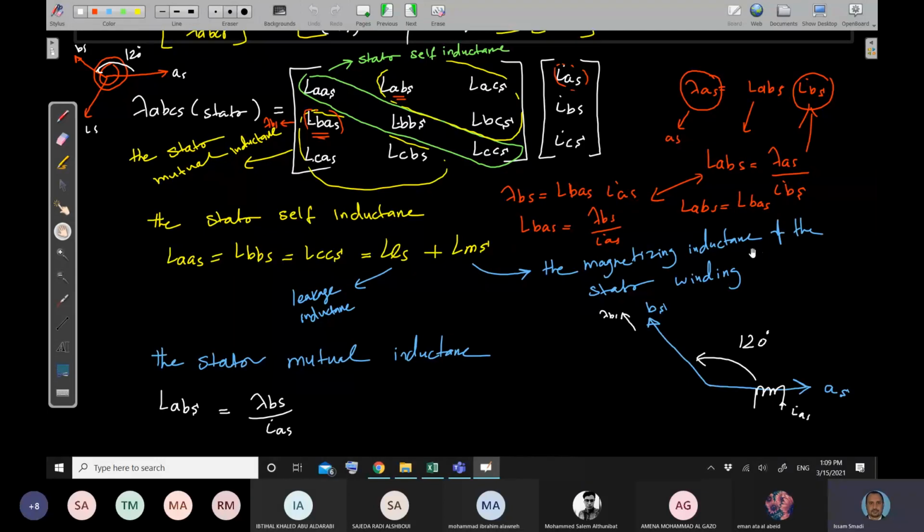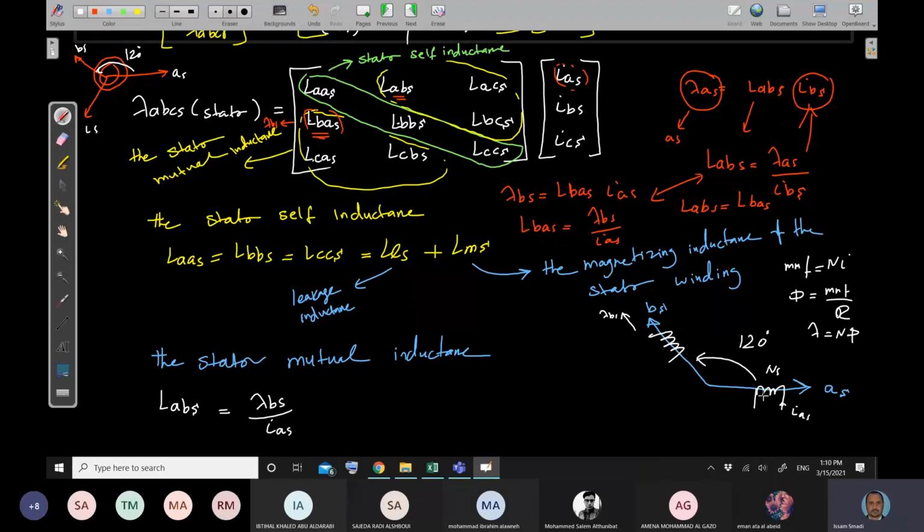So if the magnetizing inductance is LMS and I'm having two coils which are distributed uniformly and displaced in space by 120 degrees, if I energize one coil, this will generate an MMF equal to NS multiplied by IS. If I divide it by the magnetizing path, I will get the flux. Do you remember? The MMF equals NI, the flux equals the MMF over the reluctance, and lambda equals N multiplied by the flux.